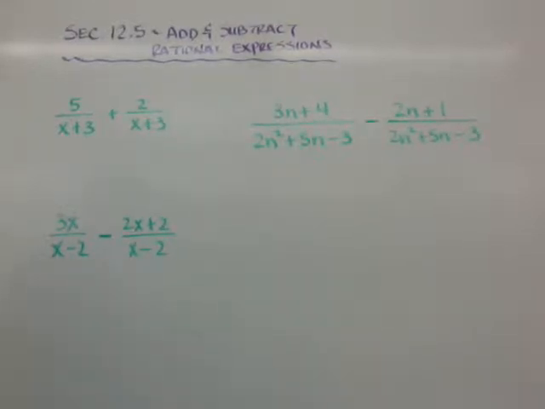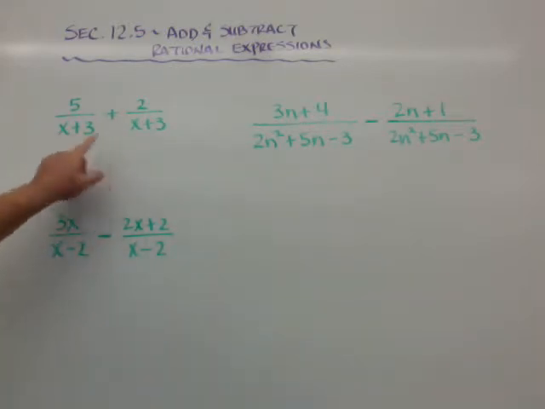Aloha, this is section 12.5, which is adding and subtracting rational expressions. Just basically adding fractions, subtracting fractions. So make sure you have common denominators, and then you add your numerators and leave the denominators and cancel down whatever you can to simplify.